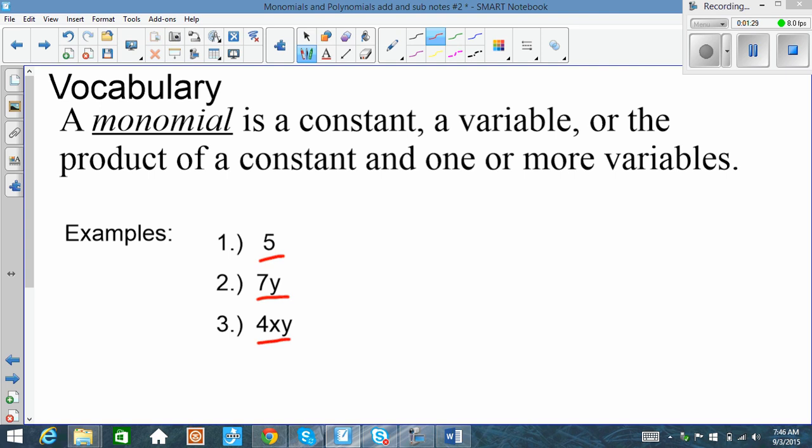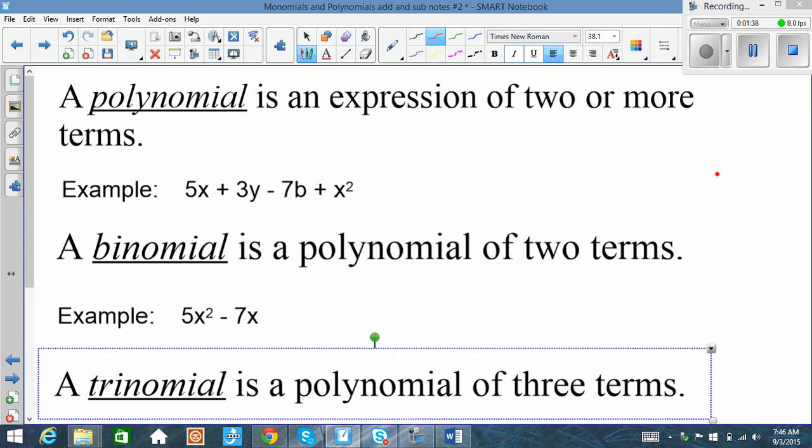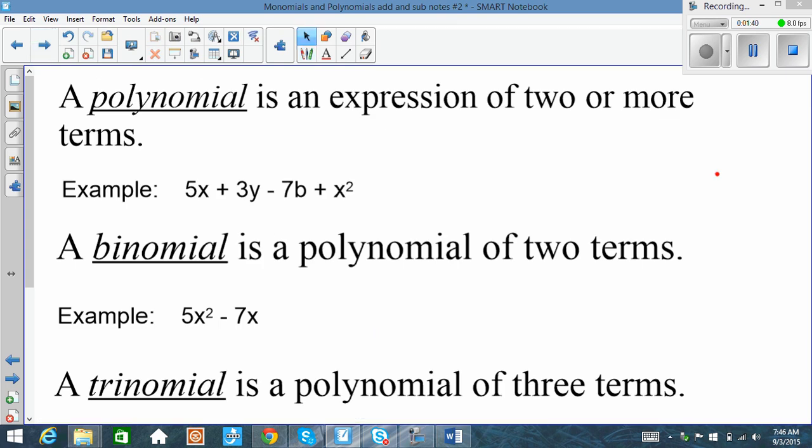Again, if you need to pause the video to write this stuff down, go ahead and do so. A polynomial is an expression of 2 or more terms. An example of that would be 5x plus 3y minus 7b plus x squared. This has 4 terms in the polynomial, so a term is separated by each addition or subtraction.